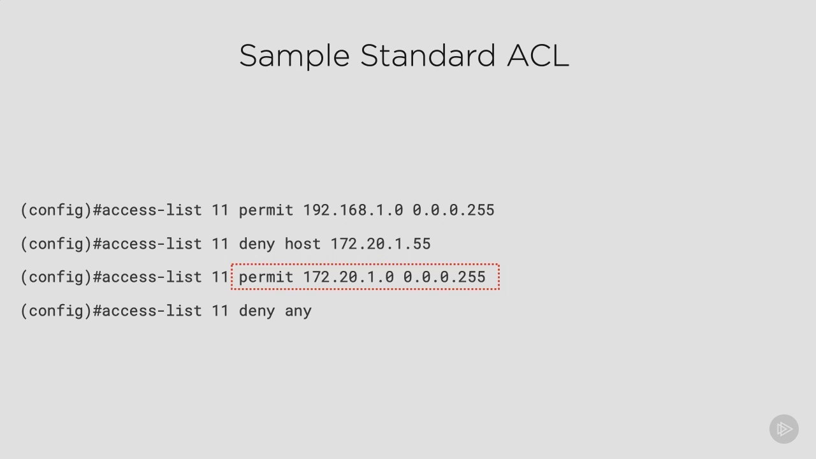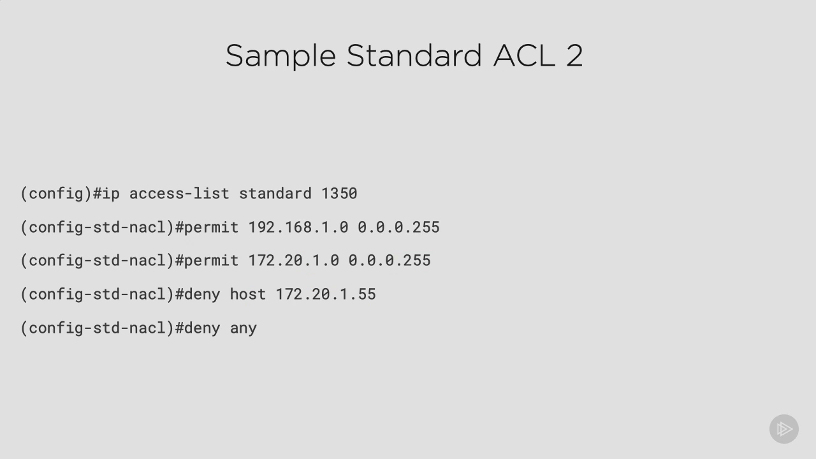A common mistake I see when network engineers are first starting out learning about ACLs is to mistakenly place ACL entries in the incorrect order. For example, here is another ACL. This time, rather than configuring the permit and deny statements in global config, I entered the command IP access-list and then chose the keyword standard since this is a standard ACL, and then chose the number 1350, which again falls into the expanded range for standard ACLs. The contents of this ACL look very similar to the one I just showed you. The only difference is the order between the permit and deny statements.